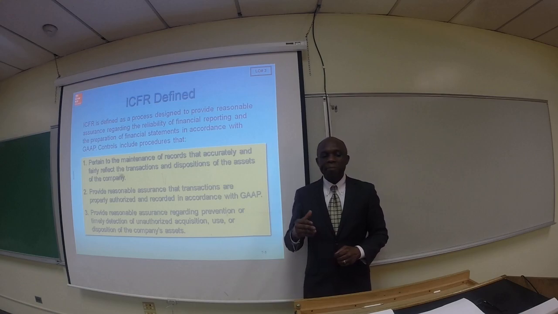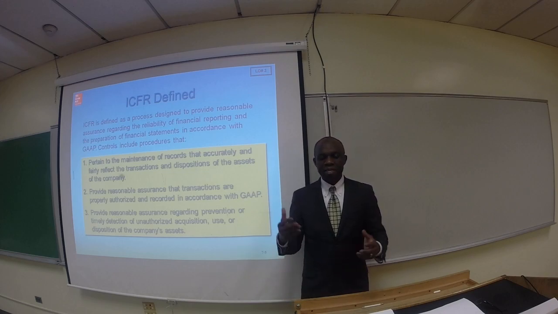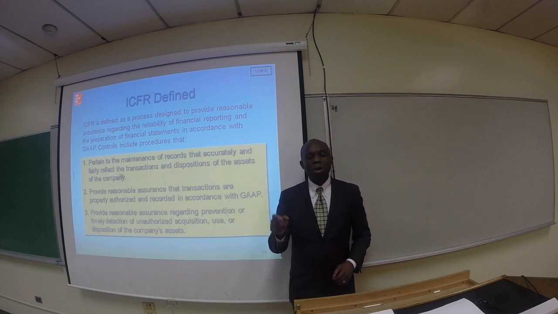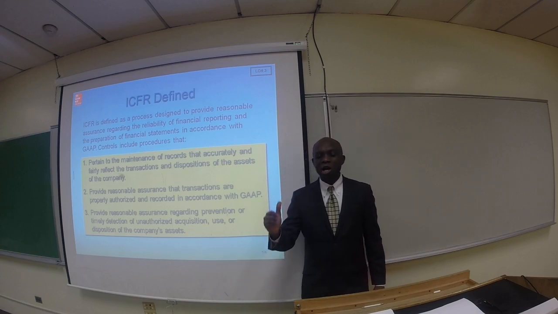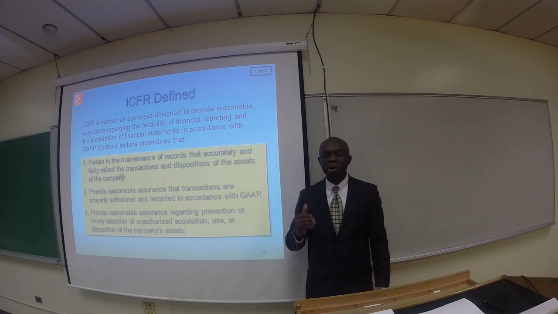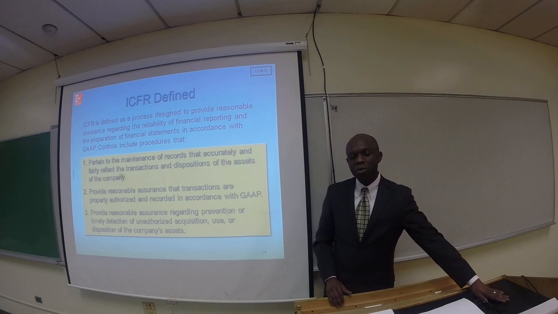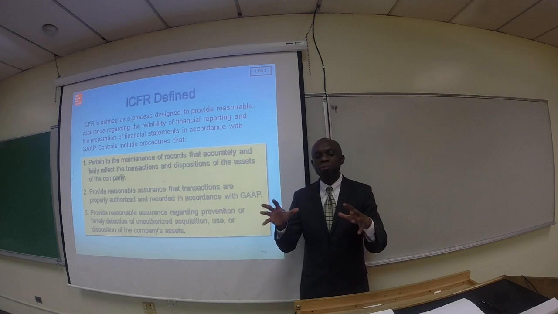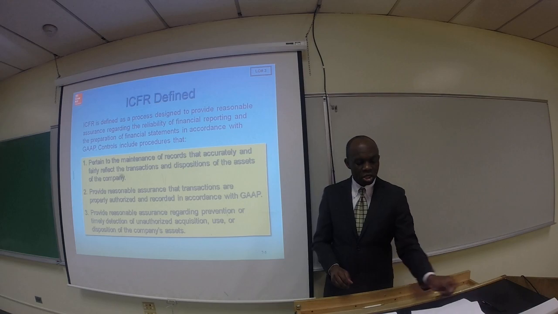So the control should include some of these procedures. Number one, pertain to the maintenance of records that accurately and fairly reflect the transactions and dispositions of the assets of the company. Maintenance of records, accounting records like journal, ledger, and so on and so forth. Number two, provide reasonable assurance that transactions are properly authorized and recorded in accordance with GAAP. And number three, provide reasonable assurance regarding prevention or timely detection of unauthorized acquisition, use, or disposition of the company's assets. So we have to put controls in place that include procedures to accomplish these issues.